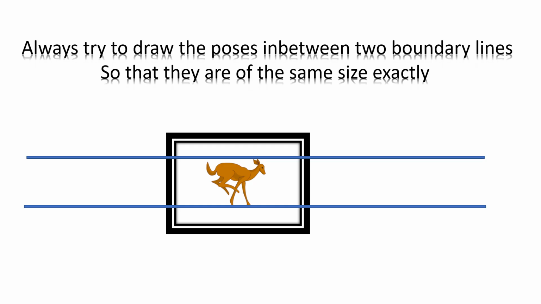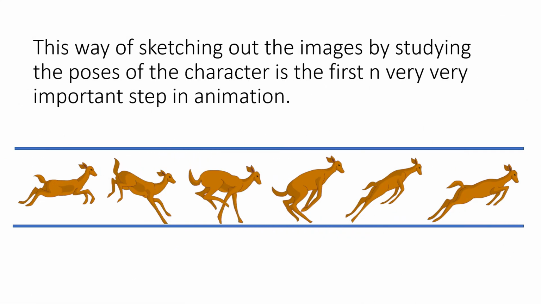Always try to draw the poses in between 2 boundary lines so that they are of the same size exactly, like in cell drawing we do. This way of sketching out the images by studying the poses of the character which you want to animate is the first and very important step in animation process.